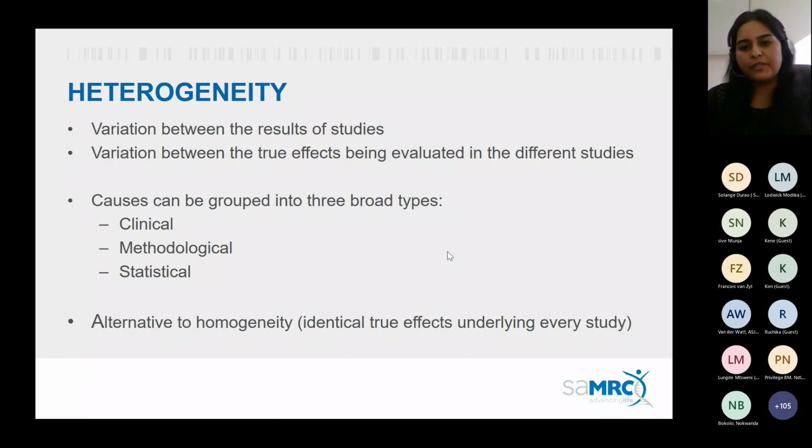Are there any questions about fixed and random effects models? Yes, there's a question from Brian, and he's asking, how do you know the true effect in random effects models?